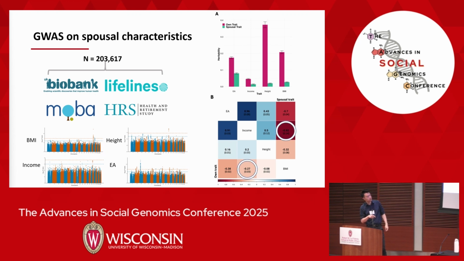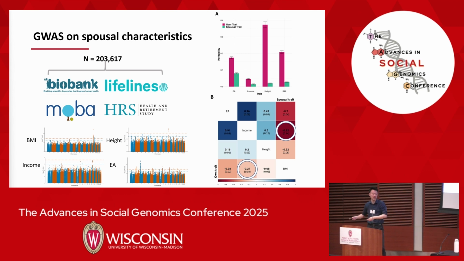For example, BMI and income are very different traits. If you look at the genetic correlation between BMI and income, it's negative 0.27, really moderate. But the genetic correlation between partner BMI and partner income is very high. You can see the number, it's over 90%. This is saying that BMI and income are very different things, but partner BMI and partner income are the same thing.